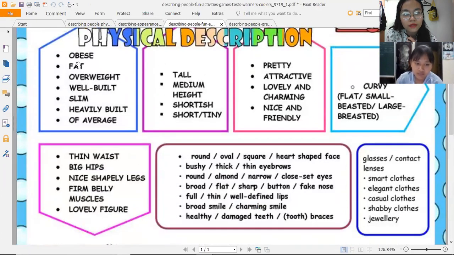Okay, obese, fat, overweight. What is overweight? Quá thừa cân. Yes, okay.